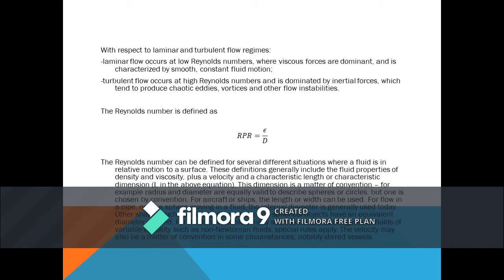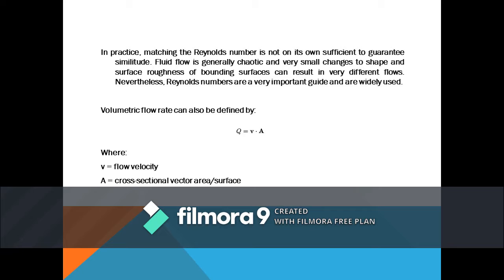Laminar flow occurs at low Reynolds numbers, where viscous forces are dominant, and is characterized by smooth, constant fluid motion. Turbulent flow occurs at high Reynolds numbers and is dominated by inertial forces, which tend to produce chaotic eddies, vortices, and other flow instabilities. Reynolds number is defined as rho V D over mu, with relative roughness epsilon over D. It can be defined also if the fluid is in relative motion with a surface. Fluid flow is generally chaotic and very small changes to the shape and surface roughness of the bounding surface can result in different flows. Nevertheless, Reynolds numbers are a very important guide and widely used.